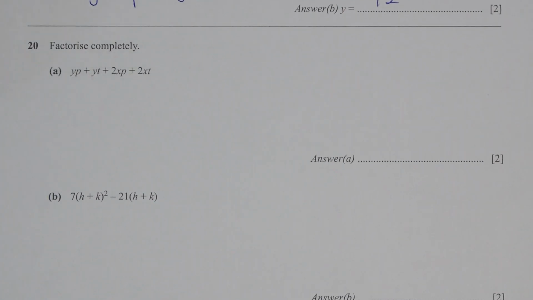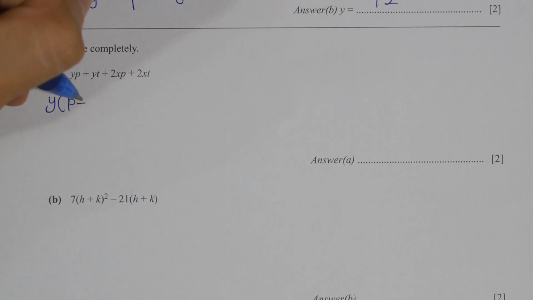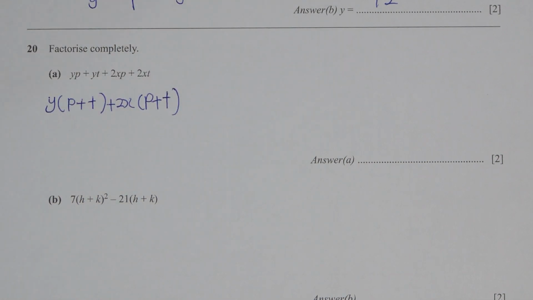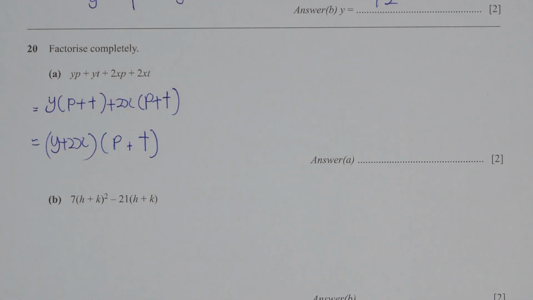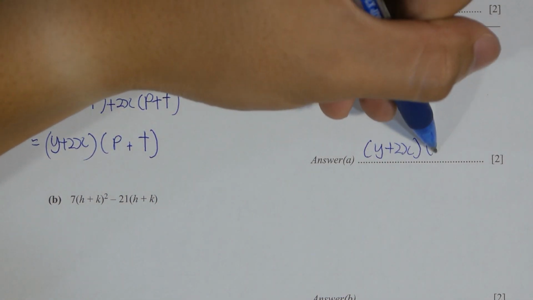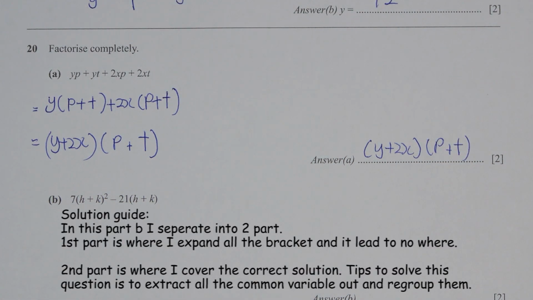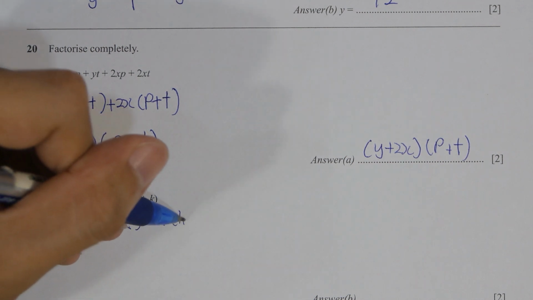Question 20, part A. So I extracted y from the front part, then I get y bracket p plus t, then I extracted 2x for the last two terms inside the equation, then I will get plus 2x bracket p plus t. After you rearrange it, you will get y plus 2x bracket p plus t as the final answer. Whereby for part B, what I did was I extracted 7 from the entire equation.